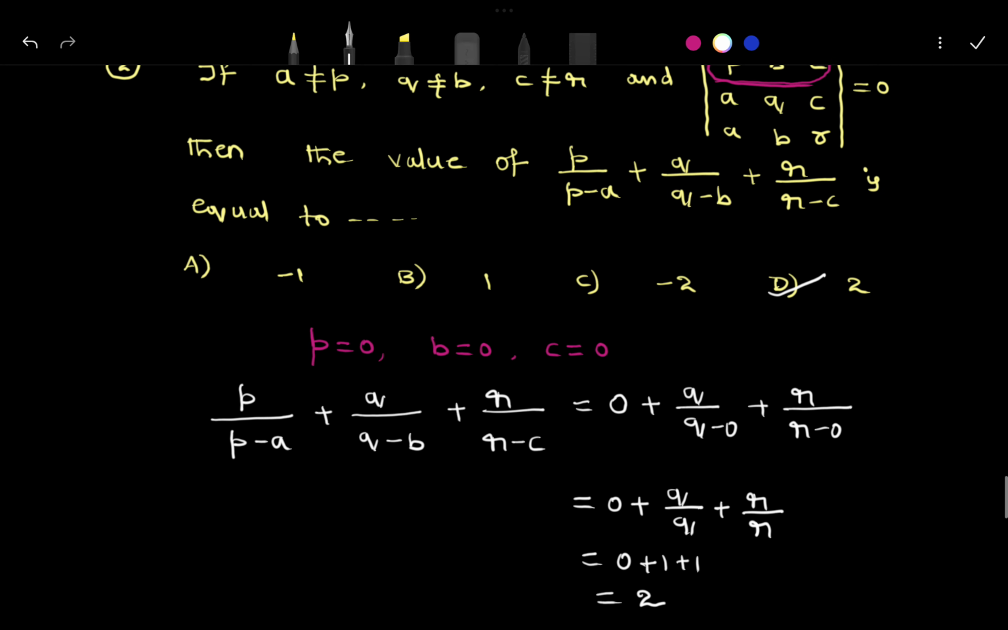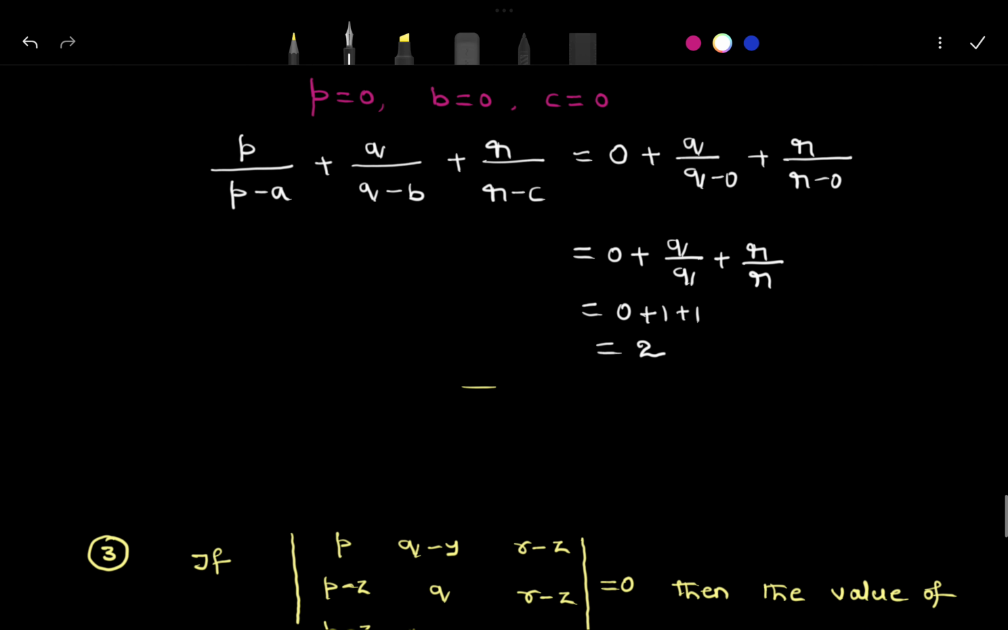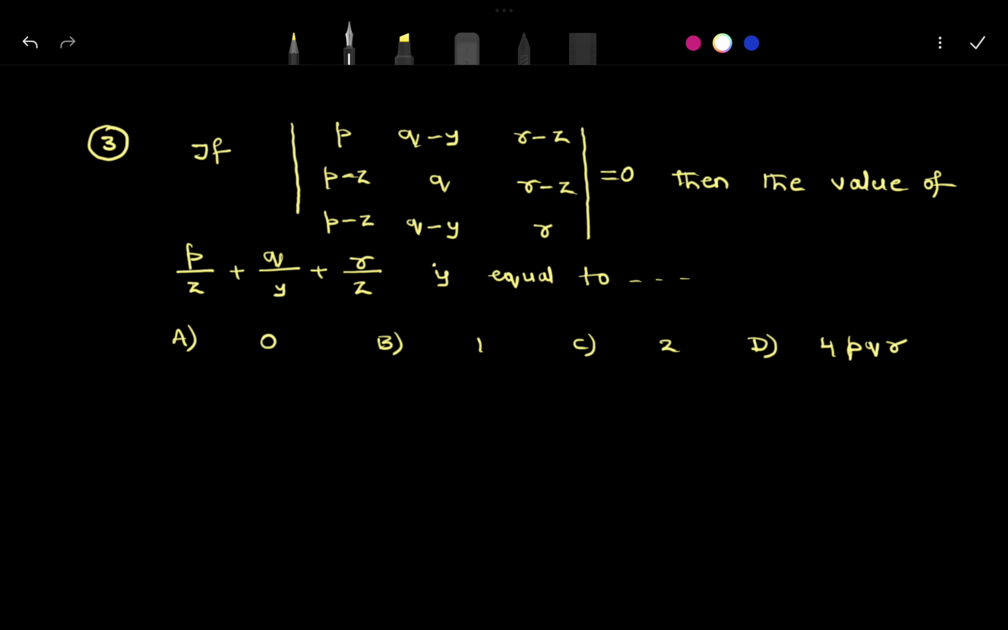I hope this problem is very clear to all of you. And next, this is a most important model and a previous year question in various entrance exams. And in the same model, one more question is there. See here, if the determinant of first row elements p, q minus y, r minus z, second row elements p minus z, q, r minus z, third row elements p minus z, q minus y, r is equal to 0, then what is the value of p by z plus q by y plus r by z?